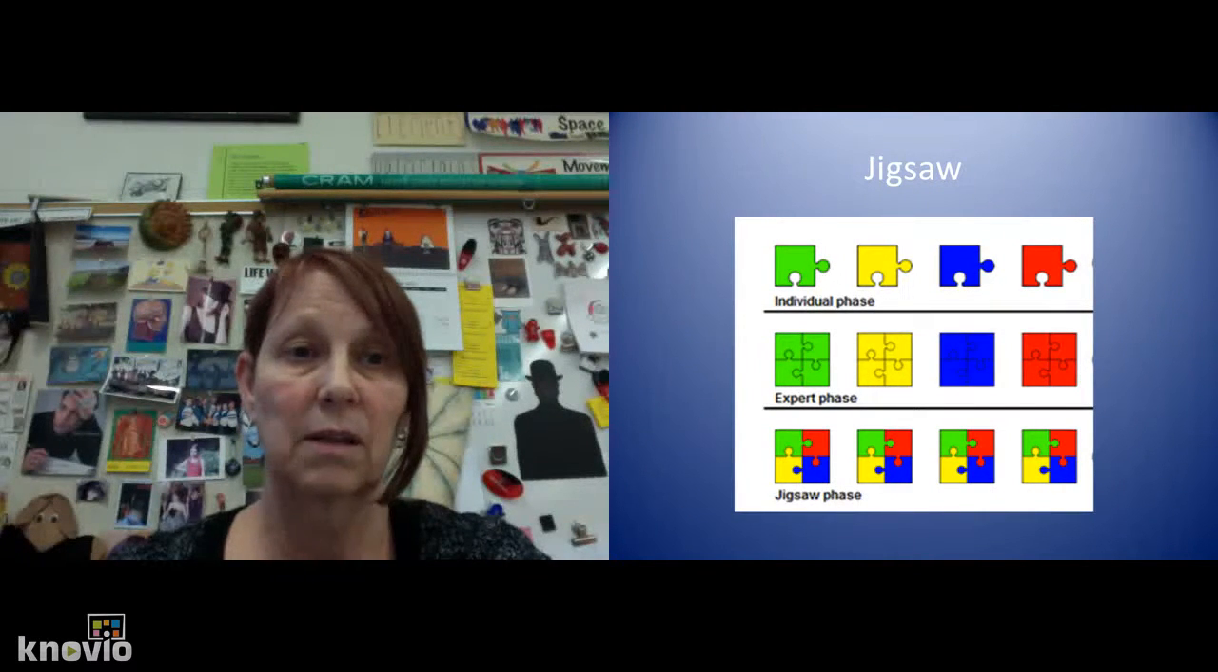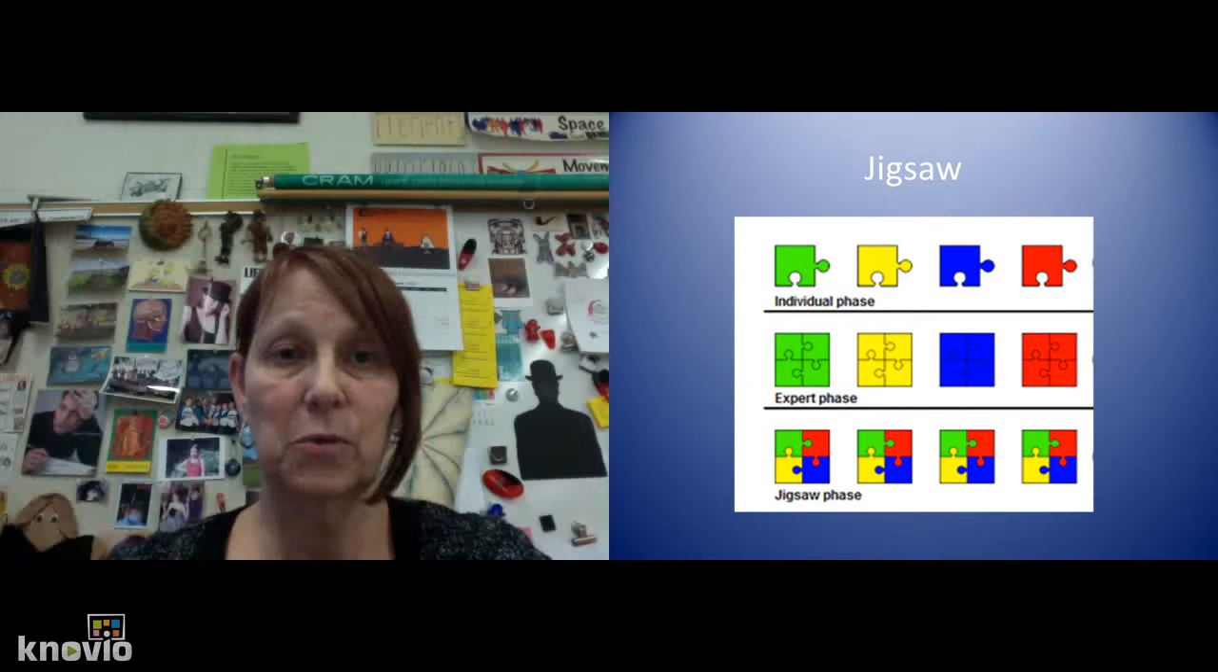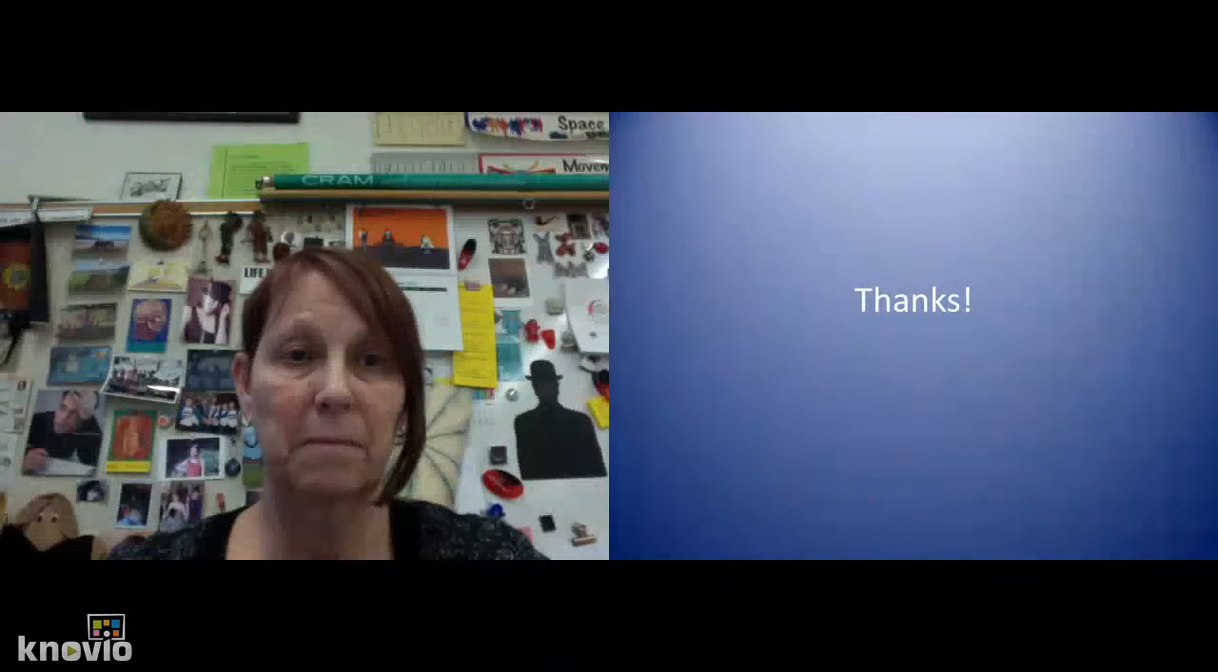Jigsaw. The class is divided into groups. Each group prepares a separate but related assignment. When all members are prepared, the class is divided into new groups with one member from the original groups. Each member shares out the info from the first group with the new group.